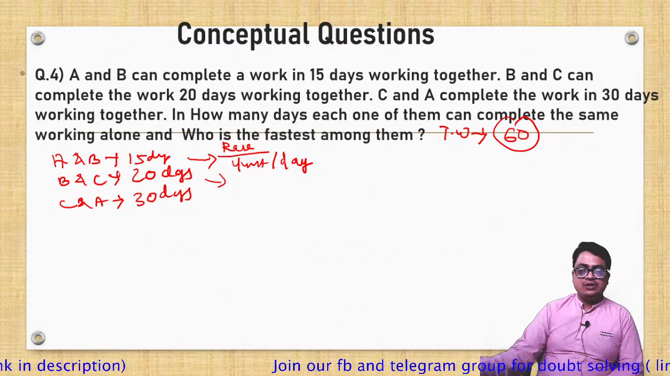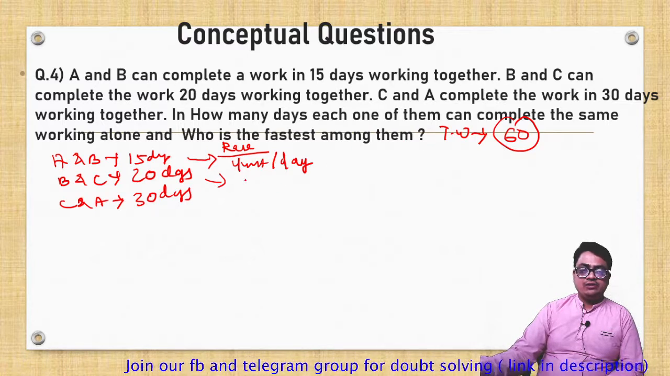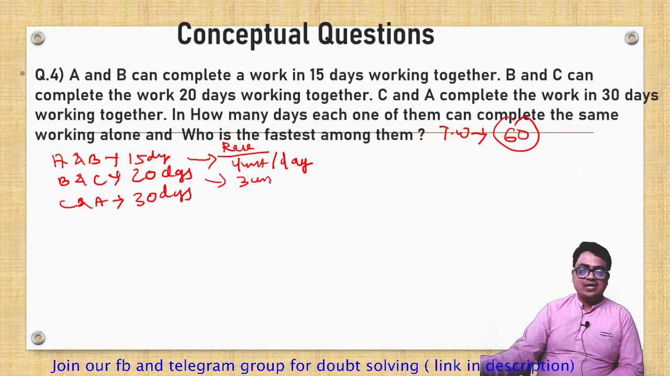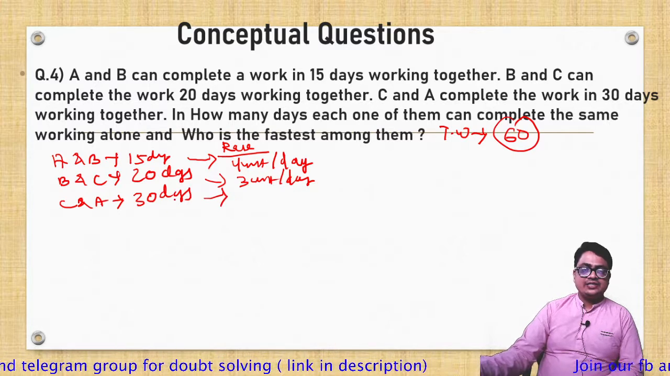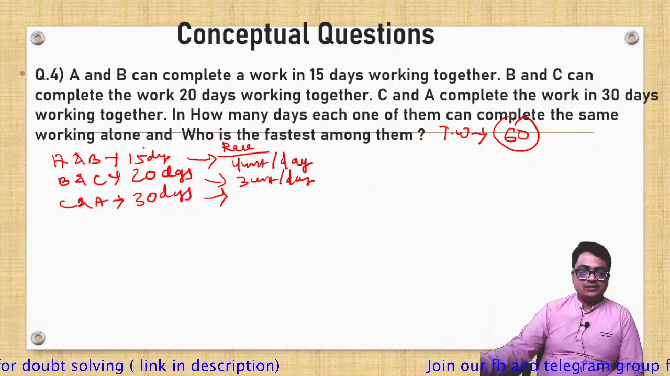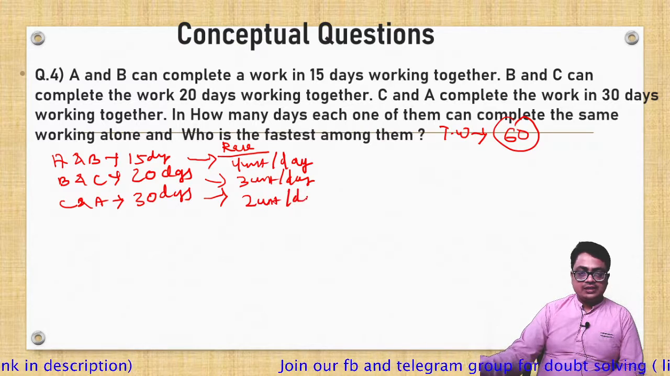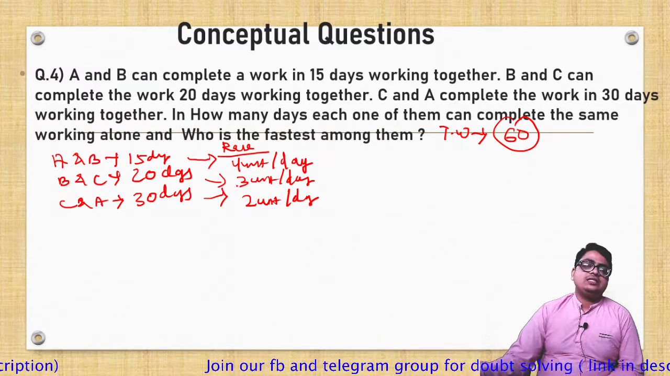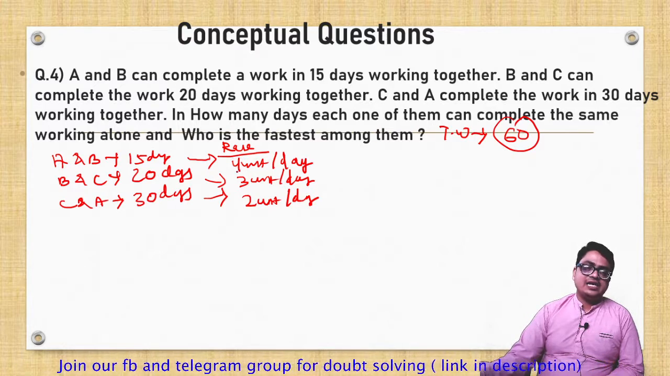Here, in 20 days they are doing 60 units. So in one day they will be doing 3 units. So the rate will be 3 units per day. Similarly, in 30 days they are doing 60 units, so in one day they will be doing 2 units per day. So this is the rate of AB, BC and CA.